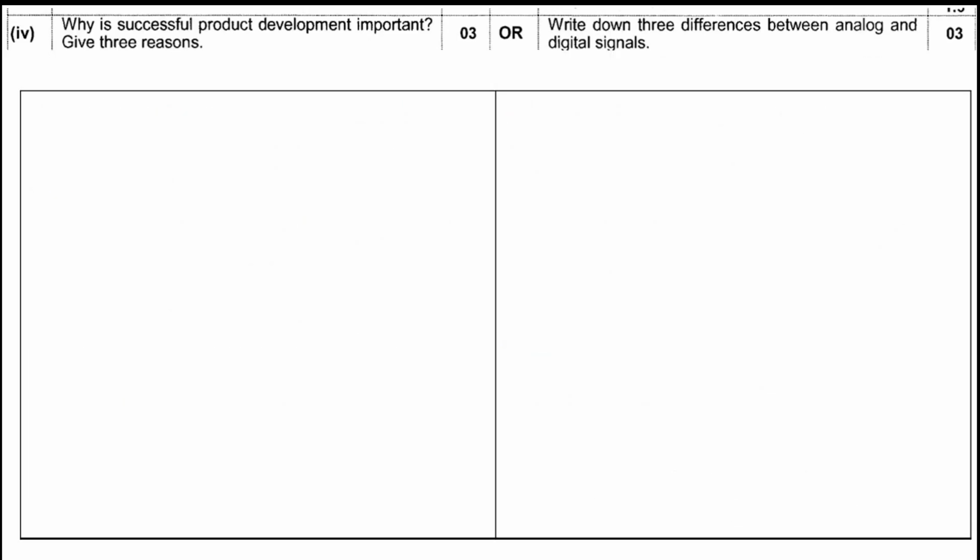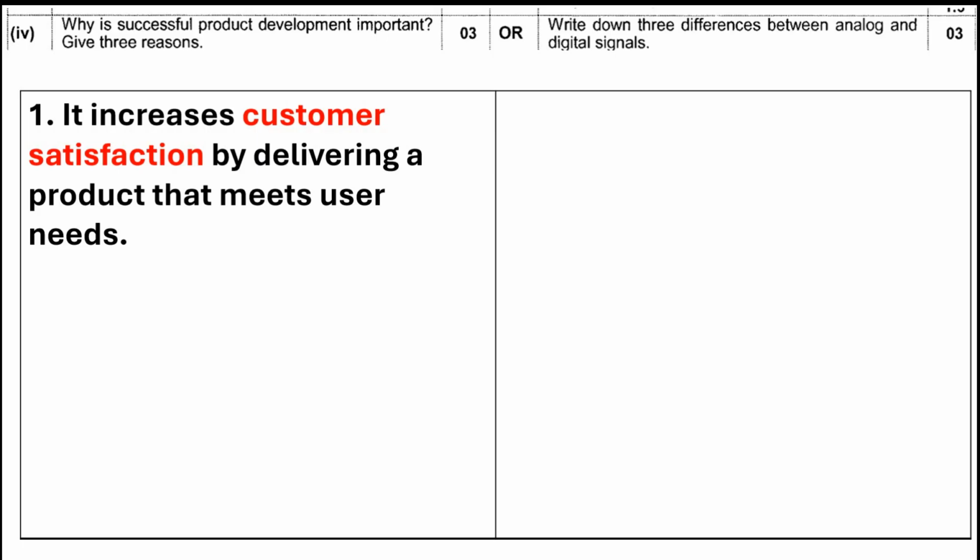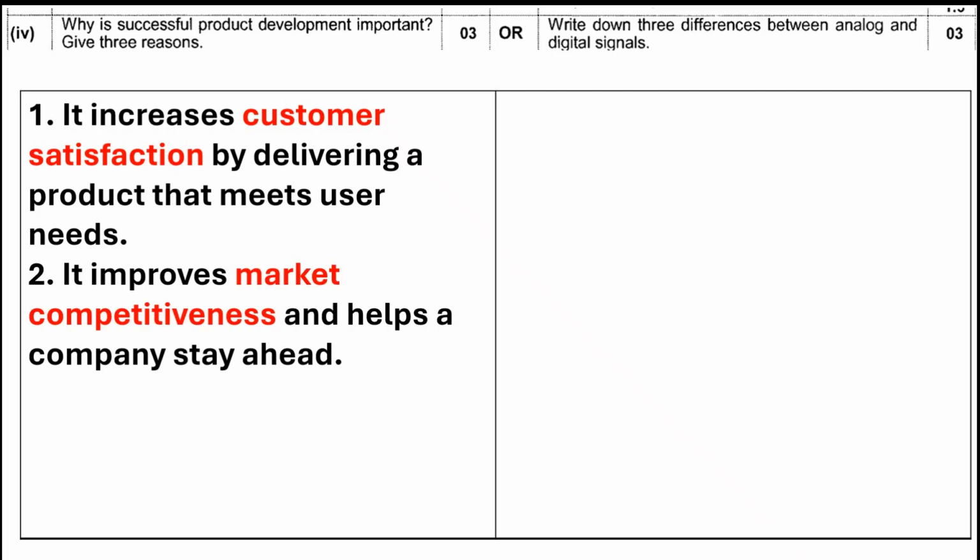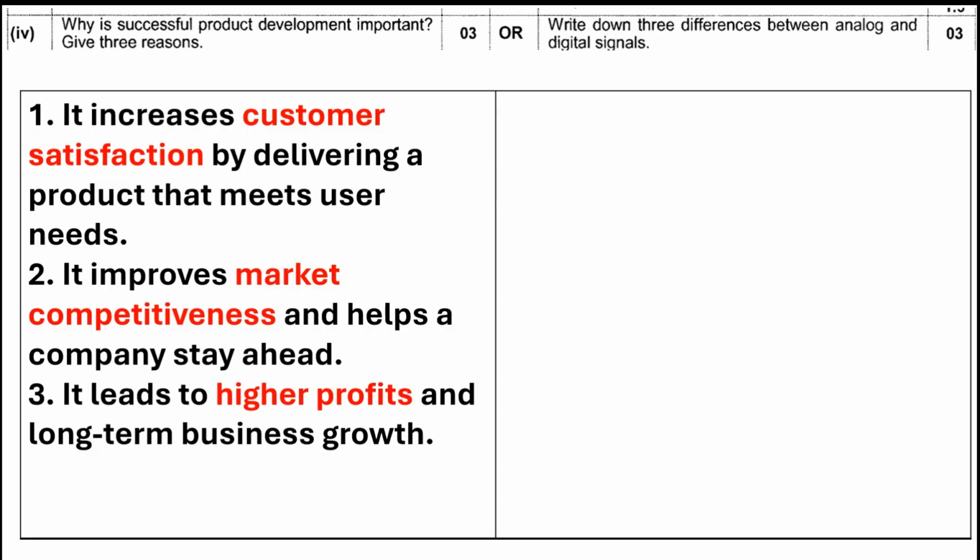Why is successful product development important? Give three reasons. Number one, it increases customer satisfaction. An important point, I have highlighted with red color, by delivering a product that meets user needs. Number two, it improves market competitiveness and helps a company stay ahead. Number three, it leads to higher profits and long-term business growth.